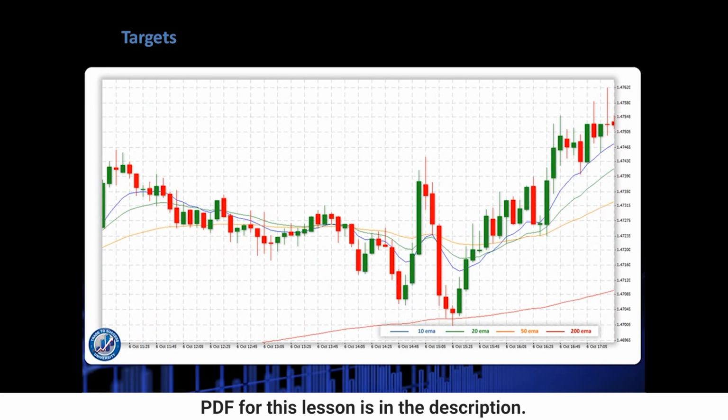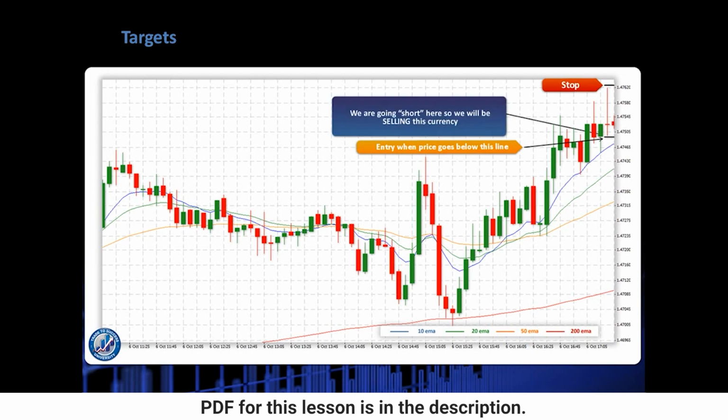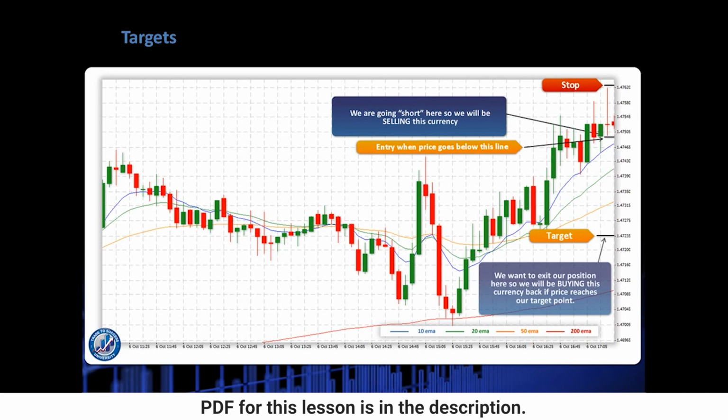Now let's look at this example. So we want to enter when price goes below the black line. We're going to place our stop if price triggers our entry, and we're going to be selling the currency there, so we're going short. Now for argument's sake, just to illustrate the target component, let's just say our target is as indicated. We want to be buying our currency there because we're going to be exiting our short position.